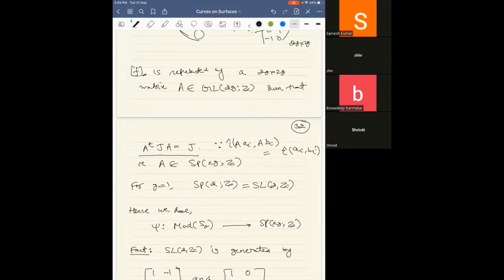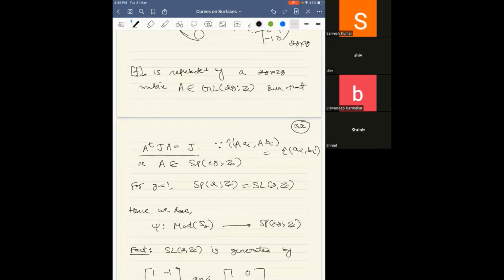So if you look at an element of Sp(2g, Z), then its determinant is always 1. The proof is non-trivial, but it is a fact, right? That an element of Sp(2g, Z) has determinant 1. So when you restrict to, for example, genus 1, then it is simply SL(2, Z).